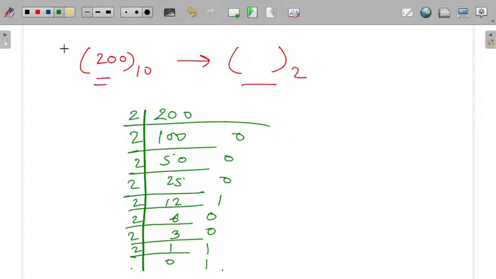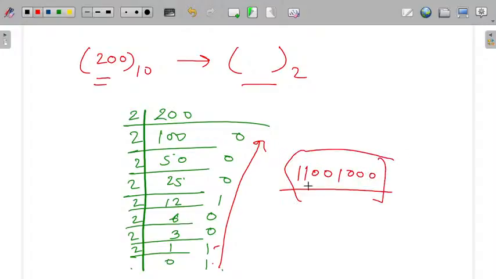So what is coming, as you know? 11001000. Those who said 11001000, their answer is correct.